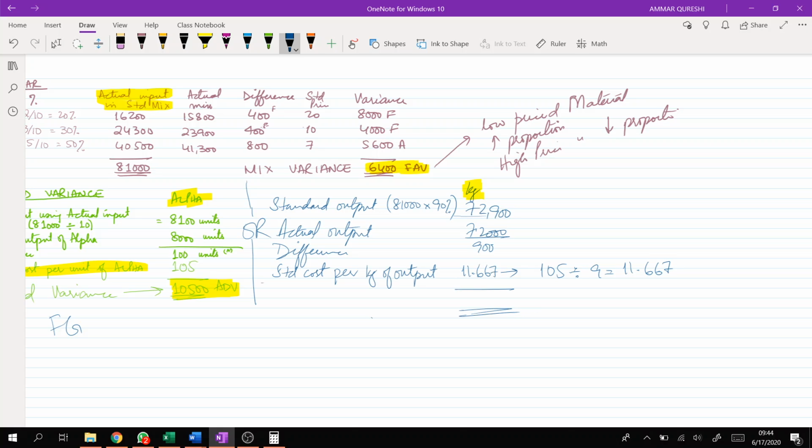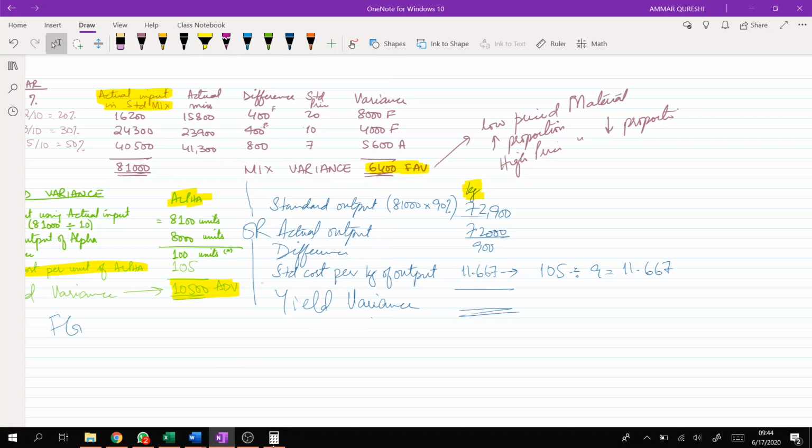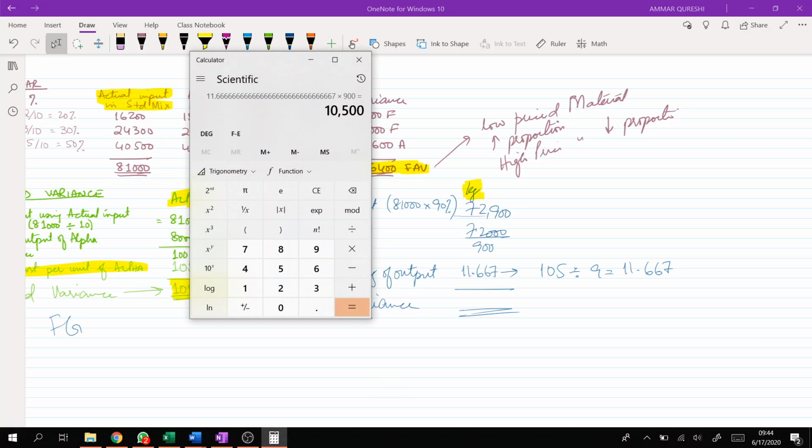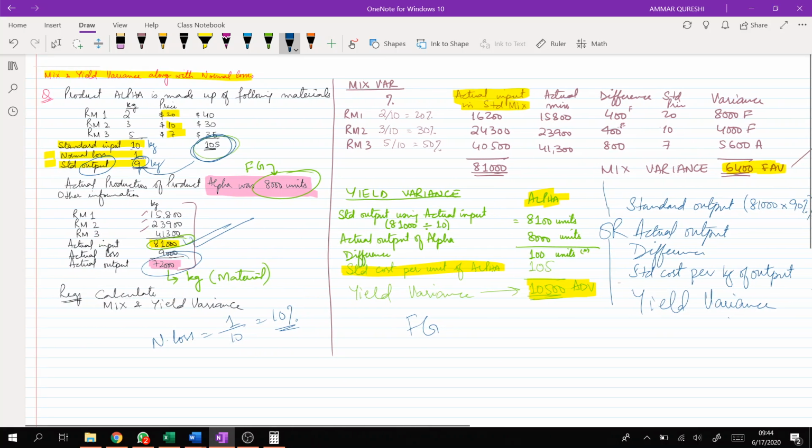Right? So this will give you yield variance. So multiply by 900. See, this is 10,500. Exactly 10,500. Adverse. Why adverse? Because actual quantity is less than the expectations, right? So the concluding point is what? The concluding point is very simple.